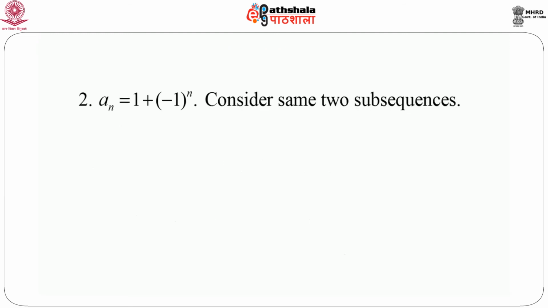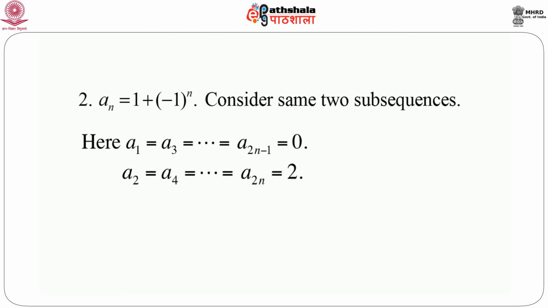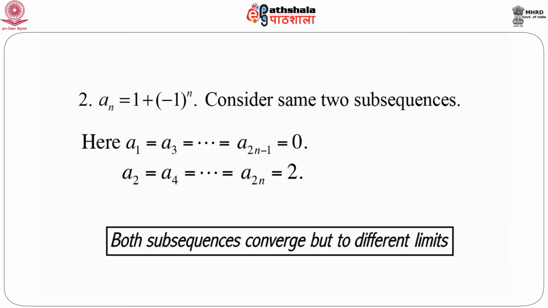Consider another sequence, which is 1 plus (-1) to the power n, and consider the same two subsequences, one with respect to odd numbers of n, another with respect to even numbers of n. It is clear that for a_1, a_3, a_{2n-1} and so on, for all odd numbers of n, a_n is 0, and for all even numbers of n, a_n is 2. So if we consider n going to infinity for the first subsequence, then the limit of a_{2n-1} is 0, and the limit of the second subsequence would be 2. So both the subsequences converge, but they converge to two completely different limits.